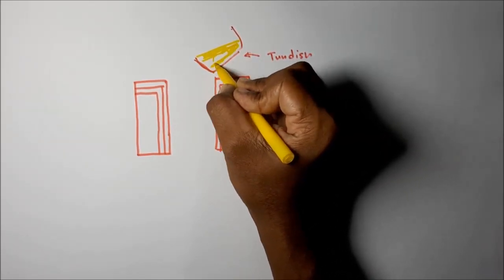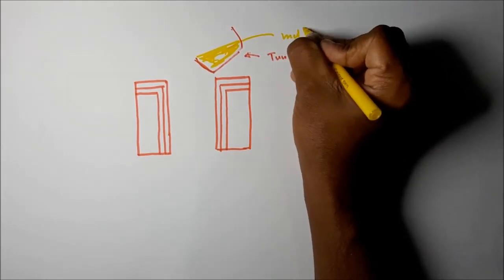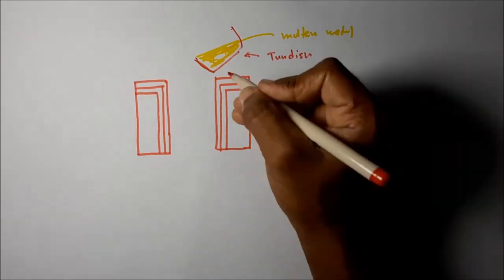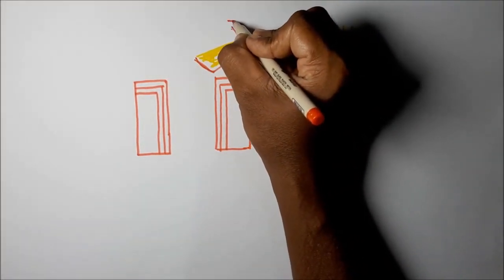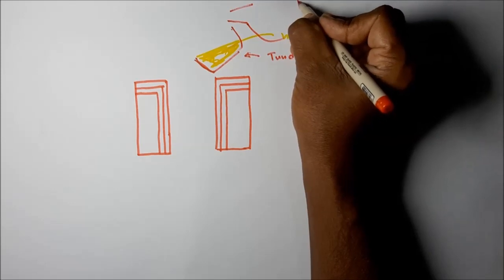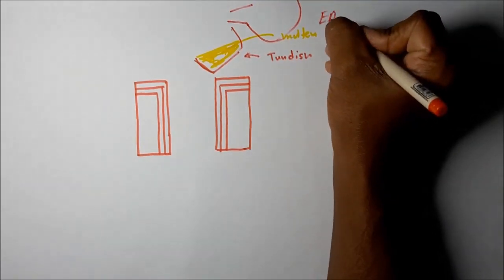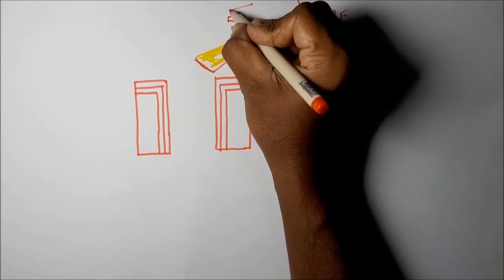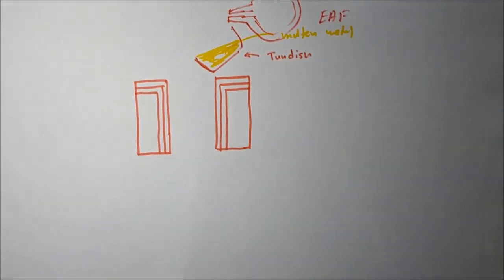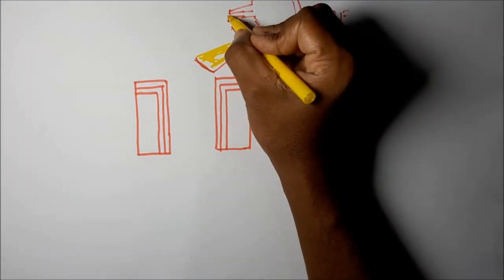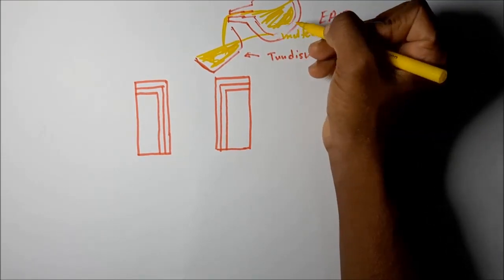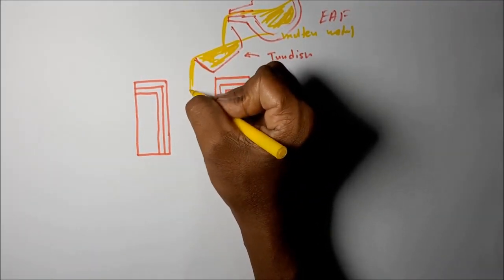This is the molten metal. To this tundish, the molten metal pours from the electric arc furnace. I think you already know what is meant by the electric arc furnace; we already discussed it. This is the molten metal in an electric arc furnace, and then this molten metal is poured into this.